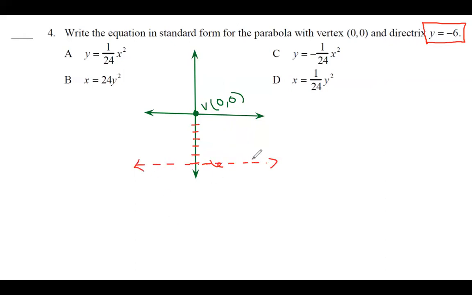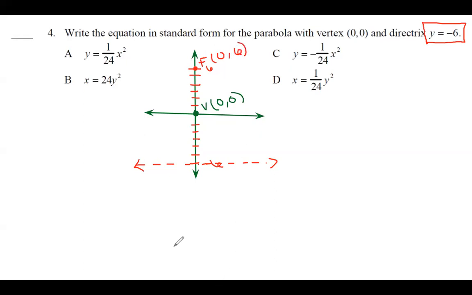Okay. Now, if I wanted to draw the focus, what do we know about the focus? It should be the same distance away from the vertex as it is from the vertex to the directrix. So if it was 6 units this way, we have to go 6 units the opposite way. So I'm going to draw 1, 2, 3, 4, 5, 6. So this should be at 6, and this should be my focus. So what is the coordinate for that point? 0, 6. All right.